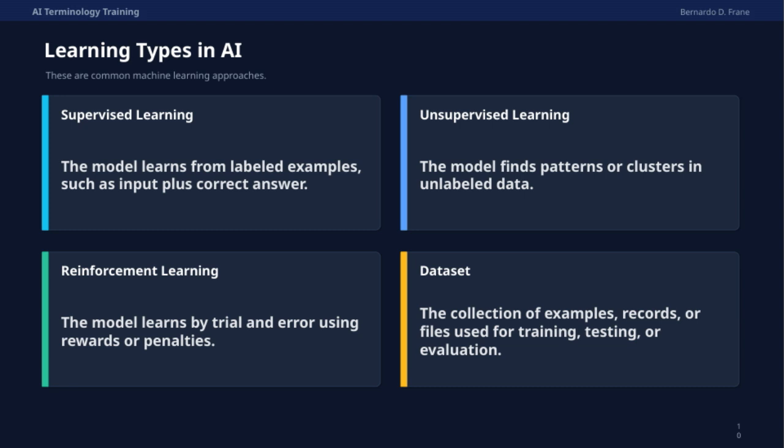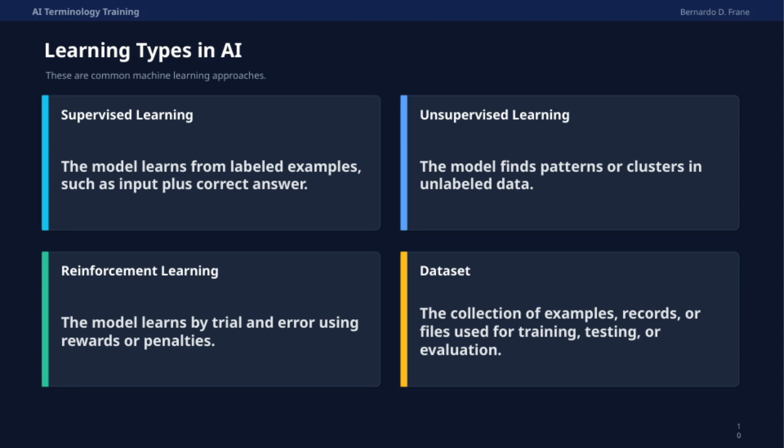Moving on, there's reinforcement learning. In this approach, the model learns by trial and error. It receives rewards or penalties based on its actions, which helps it understand which behaviors lead to success and which to avoid. It's a bit like training a pet, where positive reinforcement encourages good behavior.